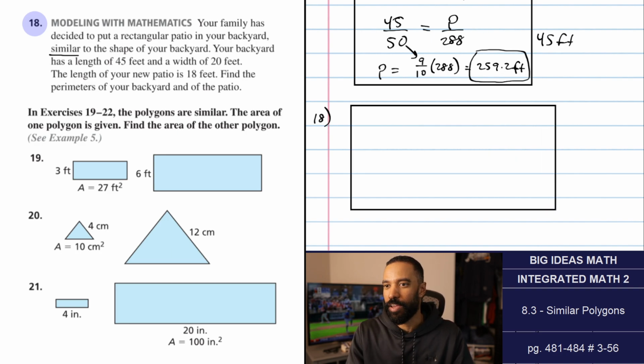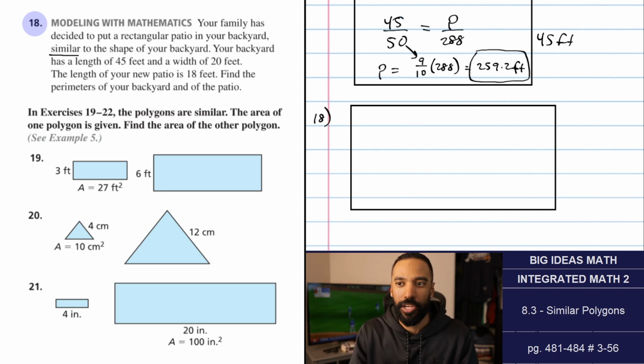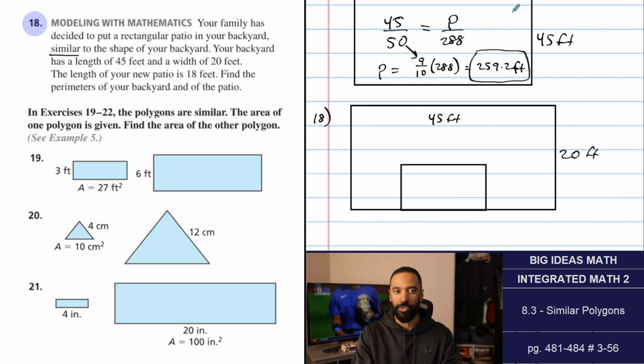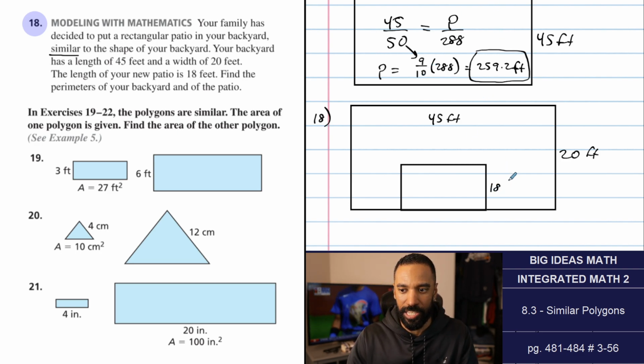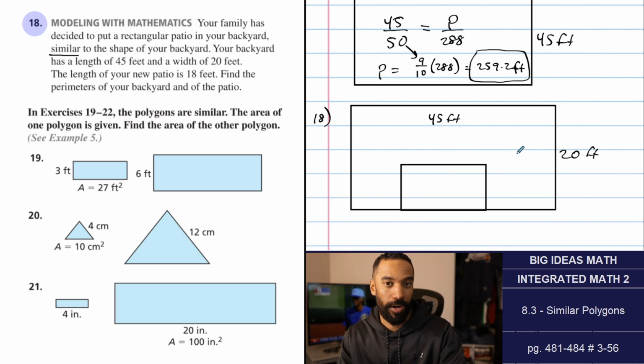I thought they said your family, like your parents, have decided to copy you and make their own patio like yours. Okay, so you have a backyard like this, 45 feet in length and 20 feet in width. Now the patio, let's say it's right there. You have to be very careful with what they say here. You see the 18, and you might think it corresponds with the 20. No, they said the word length.